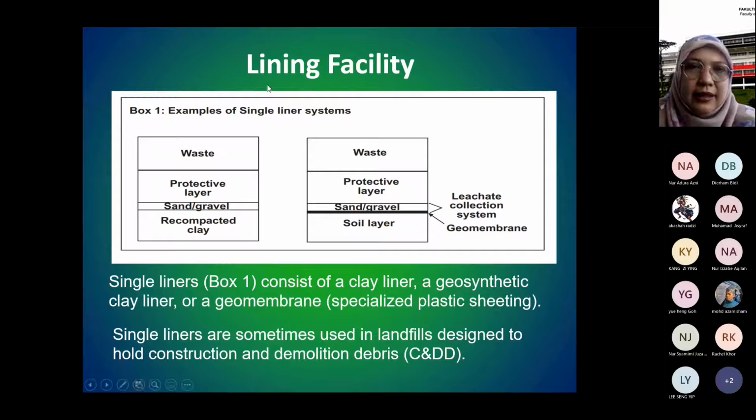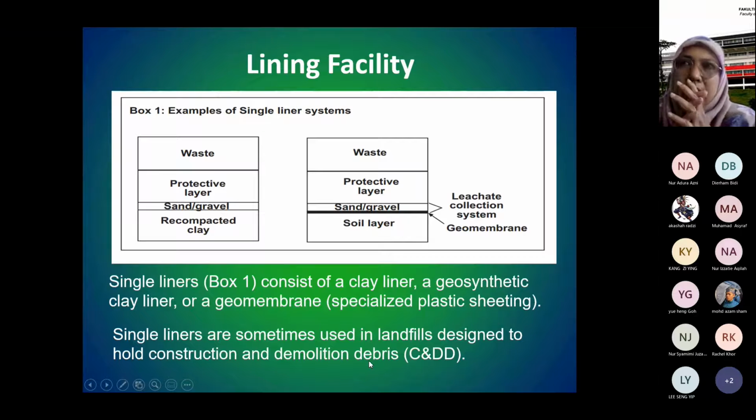Okay, a lining system can be a single liner system, meaning that single liners consist of a clay liner, a geosynthetic clay liner, so it is made of clay, or of a geomembrane, specialized plastic sheeting. Single liners are sometimes used in landfill design to hold construction and demolition waste or debris.